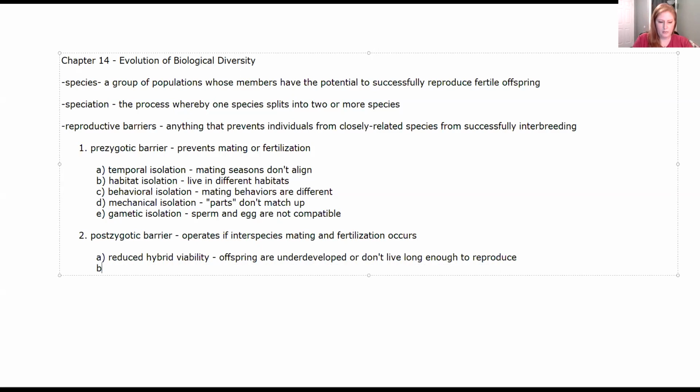Then we have reduced hybrid fertility, which just simply means that offspring fail. They can't have offspring. Okay, and then finally we have something called hybrid breakdown.